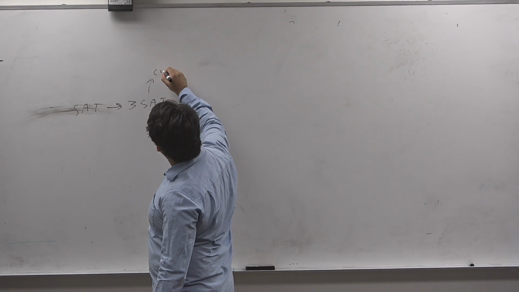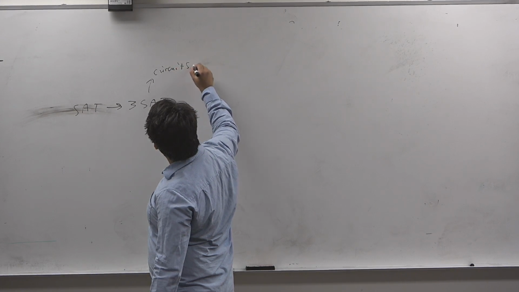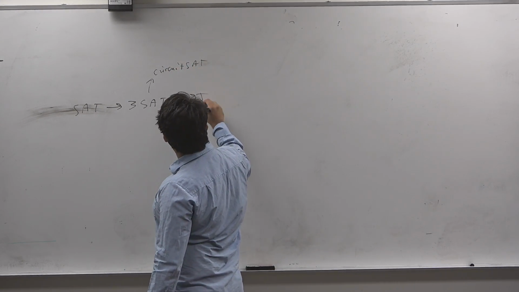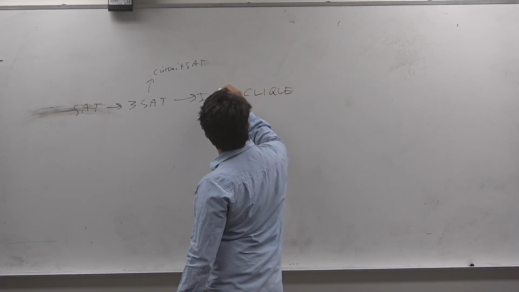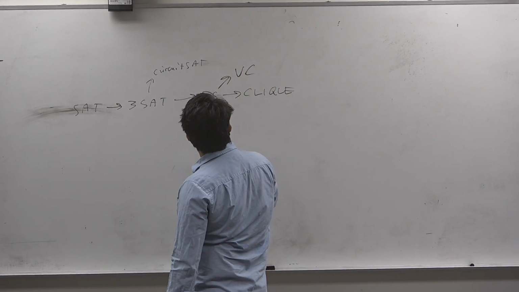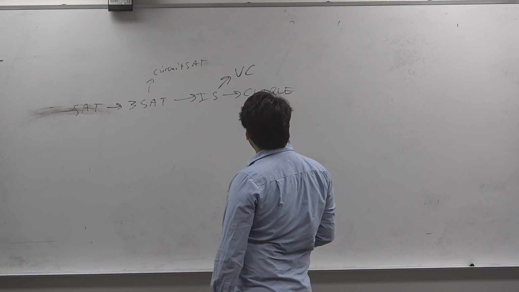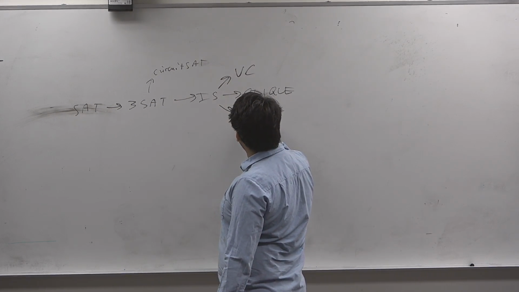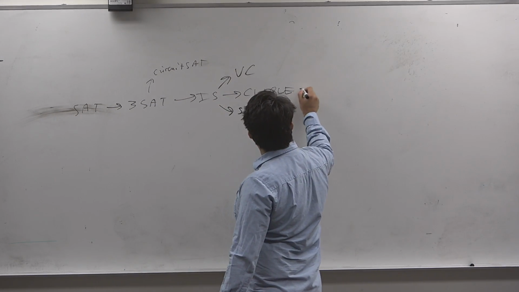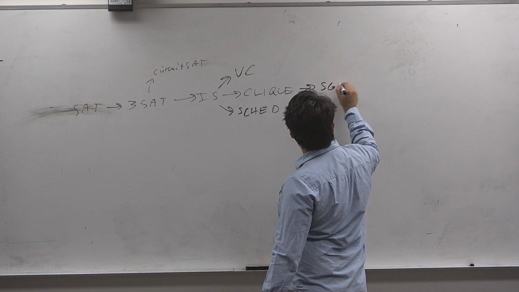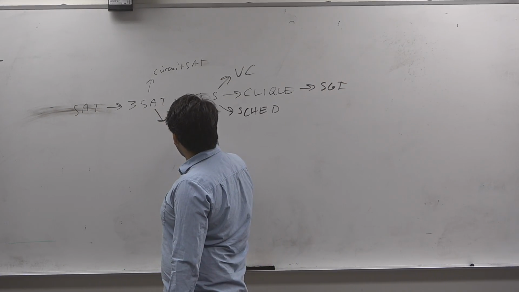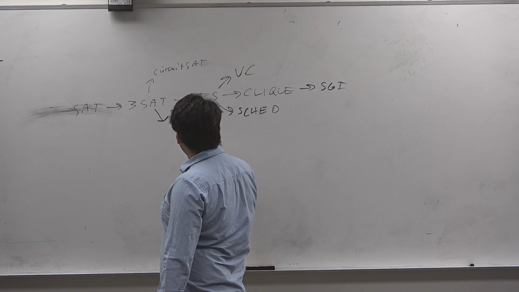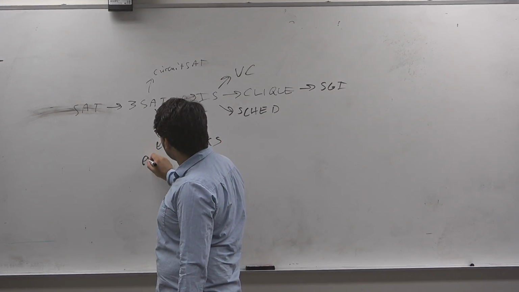We went to circuit SAT. We went to independent set. From independent set, we went to clique. From independent set, we went to vertex cover. From independent set, we can go to scheduling. From clique, we can go to subgraph isomorphism. From 3-SAT, we can also go to subset sum. And then from subset sum, we can go to knapsack. From subset sum, we can also go to this puzzle game.